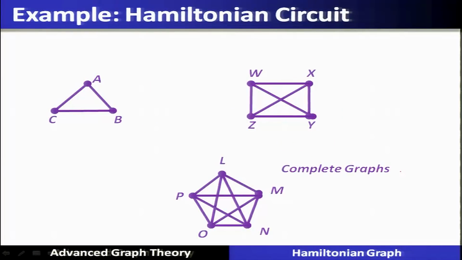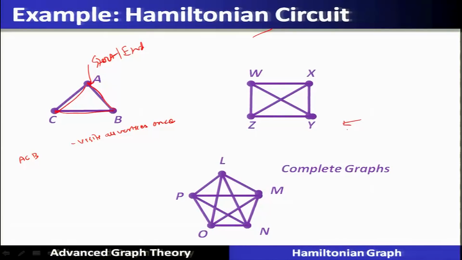Here we have a Hamiltonian circuit. Let us see this example. We start at A, visit C, then visit B, and then end at the same point. It is called a circuit, and it visits all the vertices once, that is A, C, B we have identified. This is called a Hamiltonian circuit.